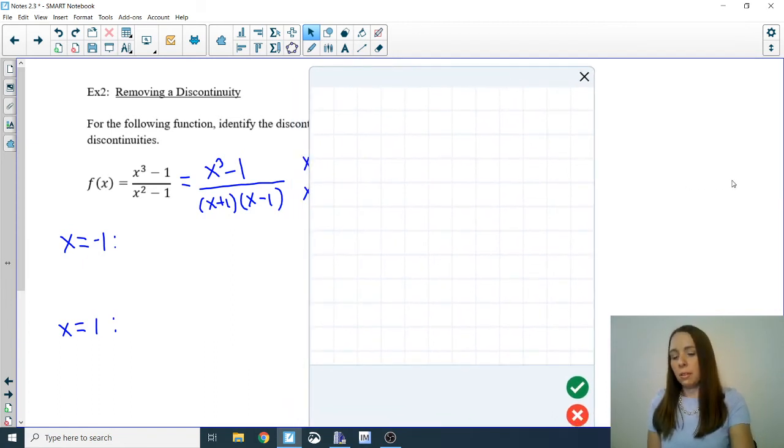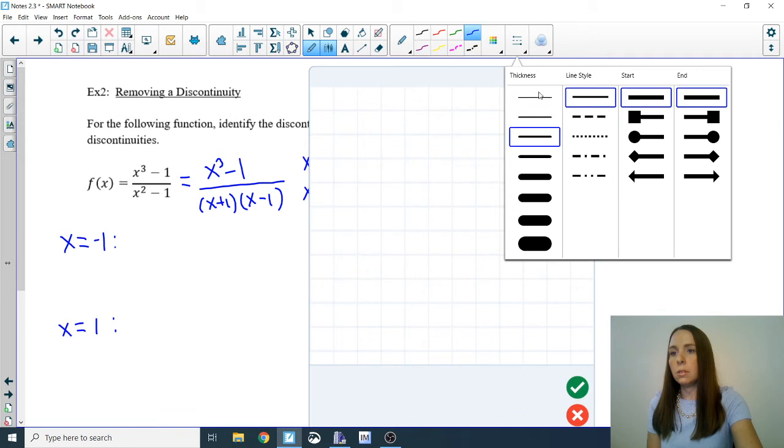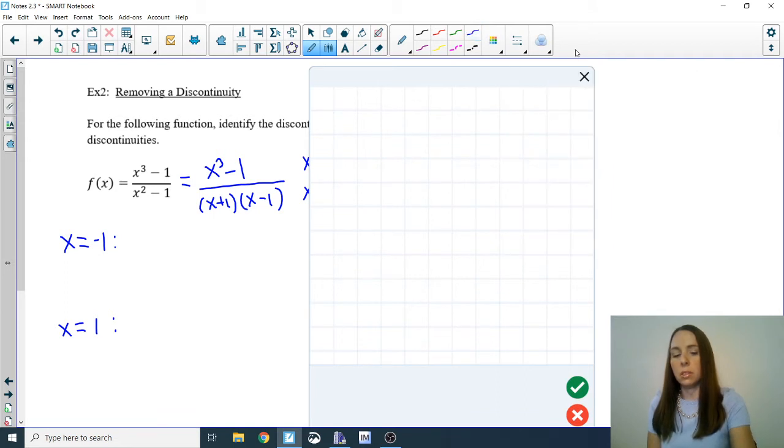So I'm going to factor the numerator. I see a difference of cubes there, and so I could use my difference of cubes formula to factor that, or SOAP if you know it like that.